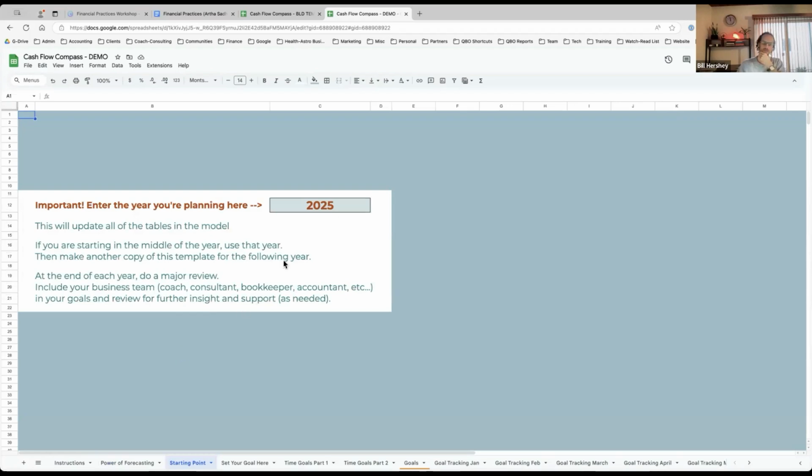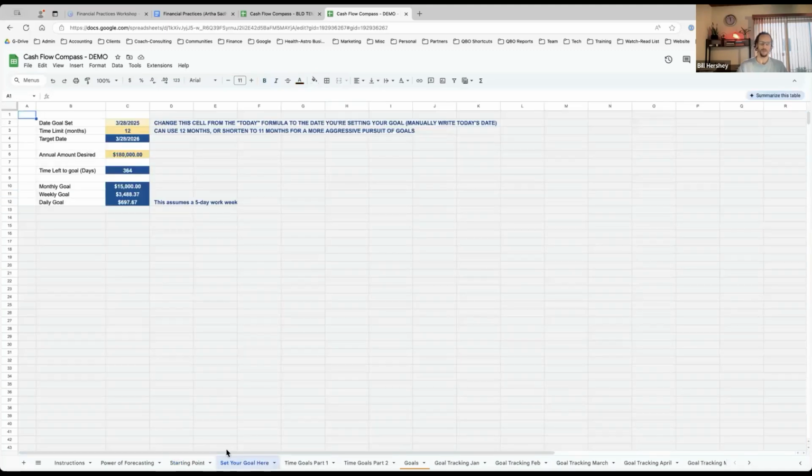First step here is, this is your starting point sheet. You want to make sure that you have the current year. Right now, the year of this recording is 2025, so I'm putting that. But if you're watching it in a future year, you'll want to make sure that that's updated. And here's where you're going to lay out your annual goal. So the amount that you desire to earn through your business.